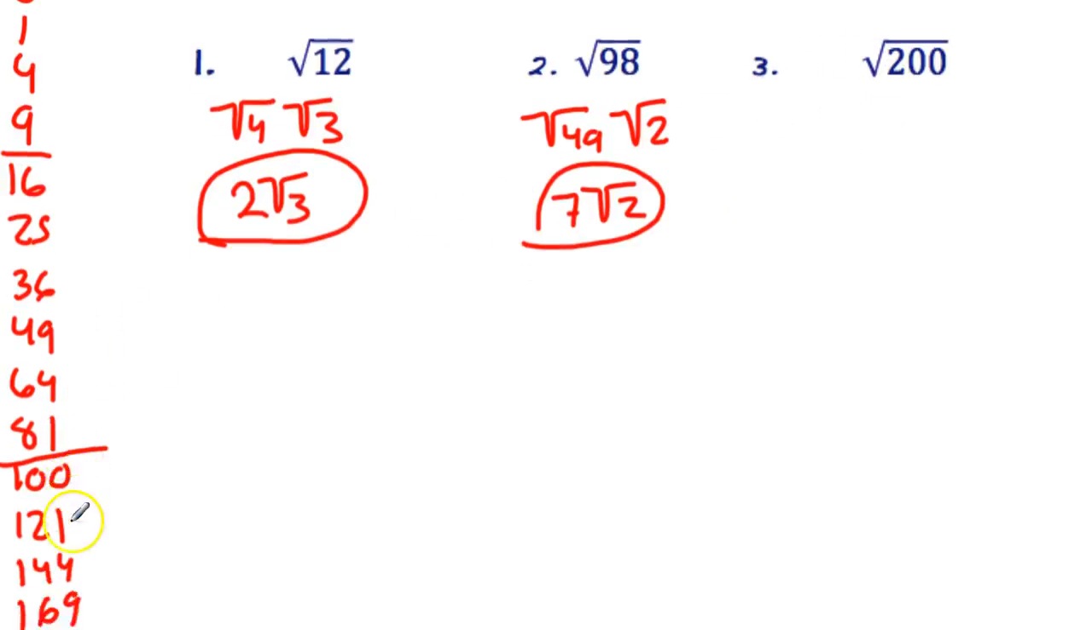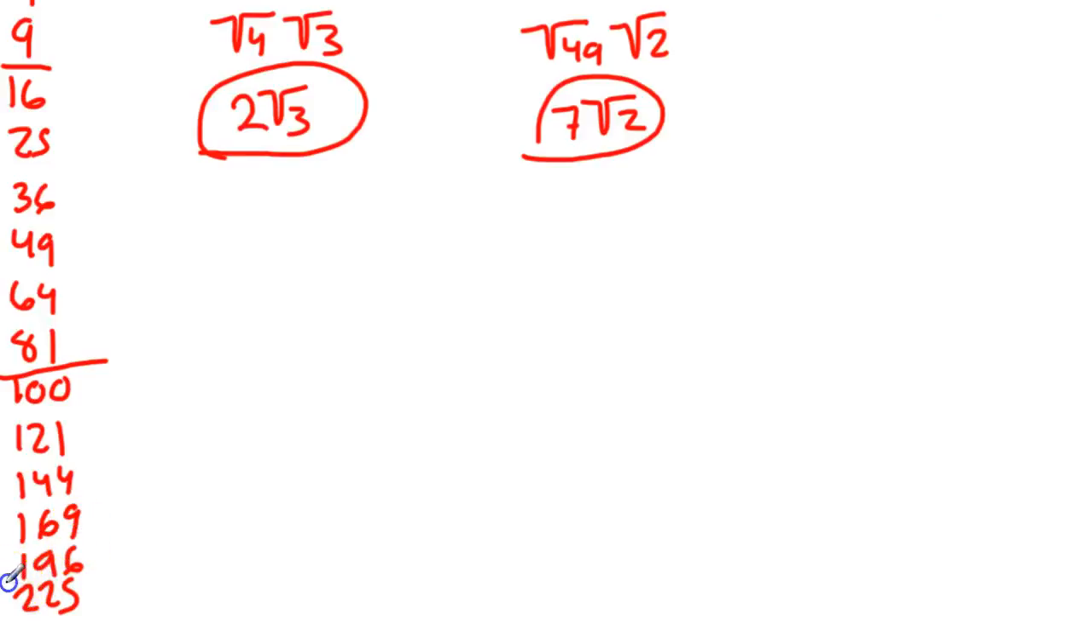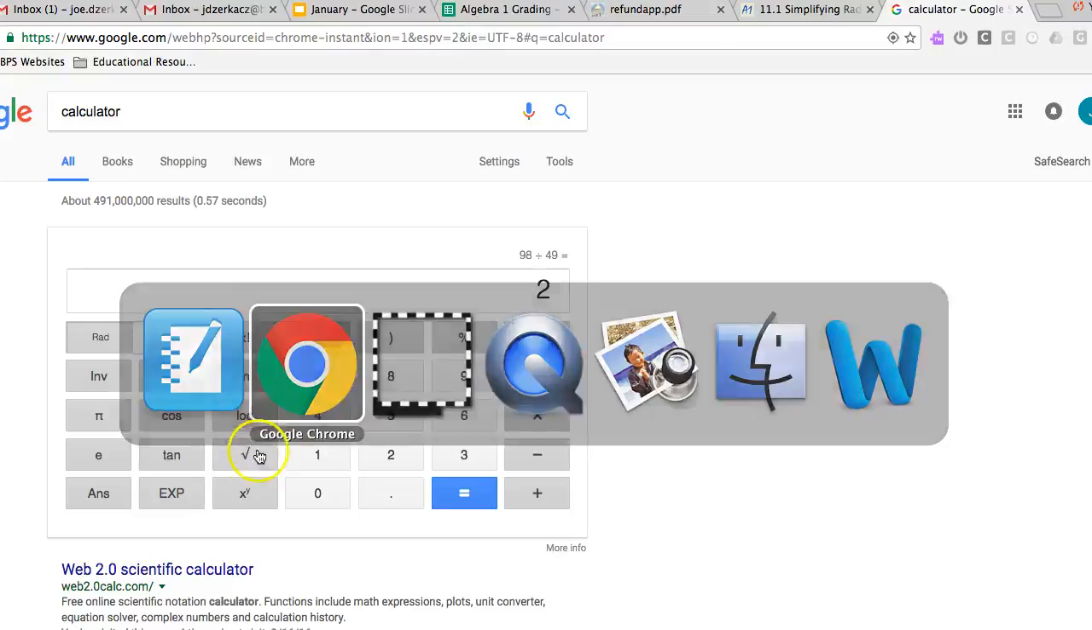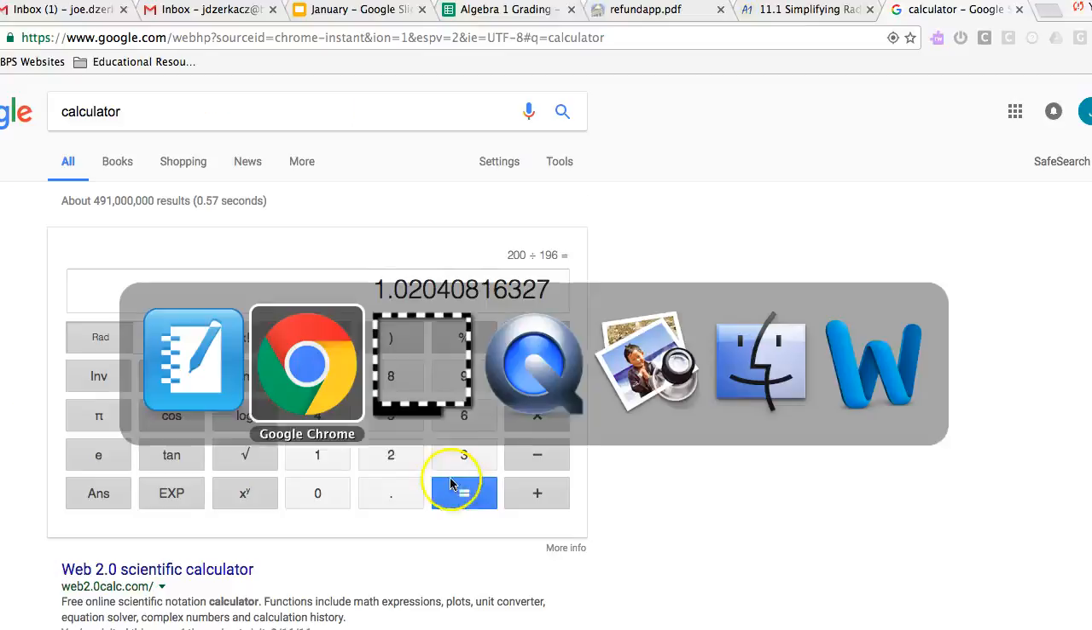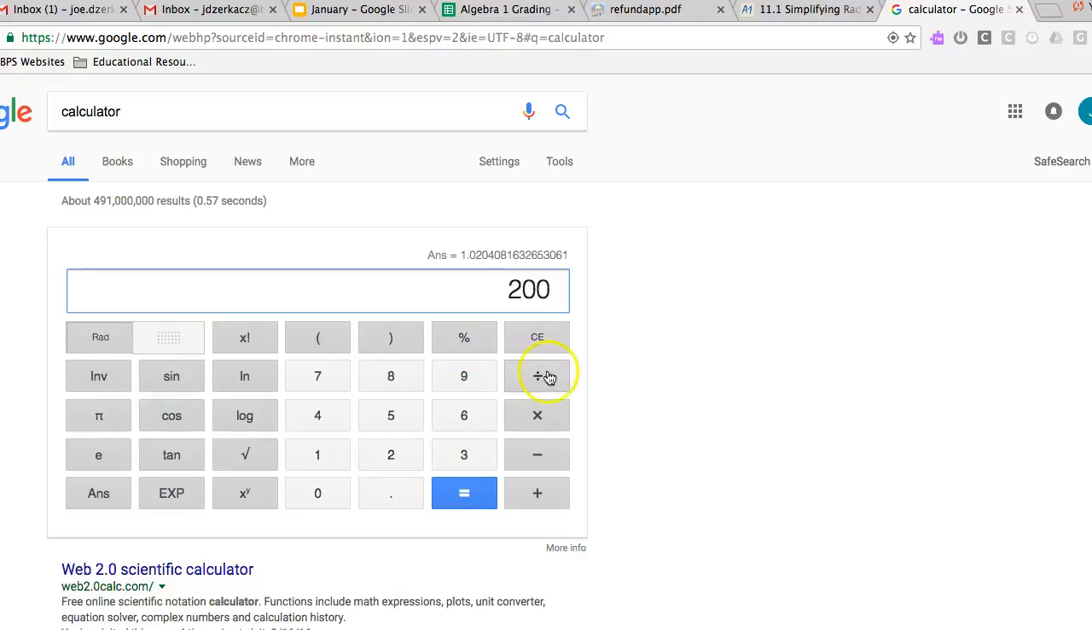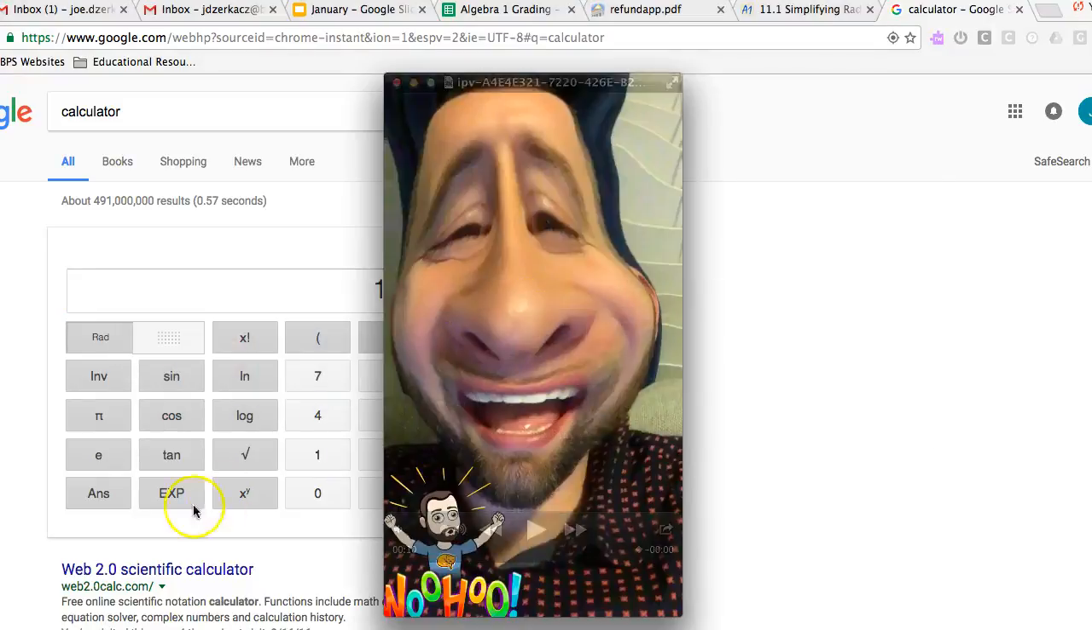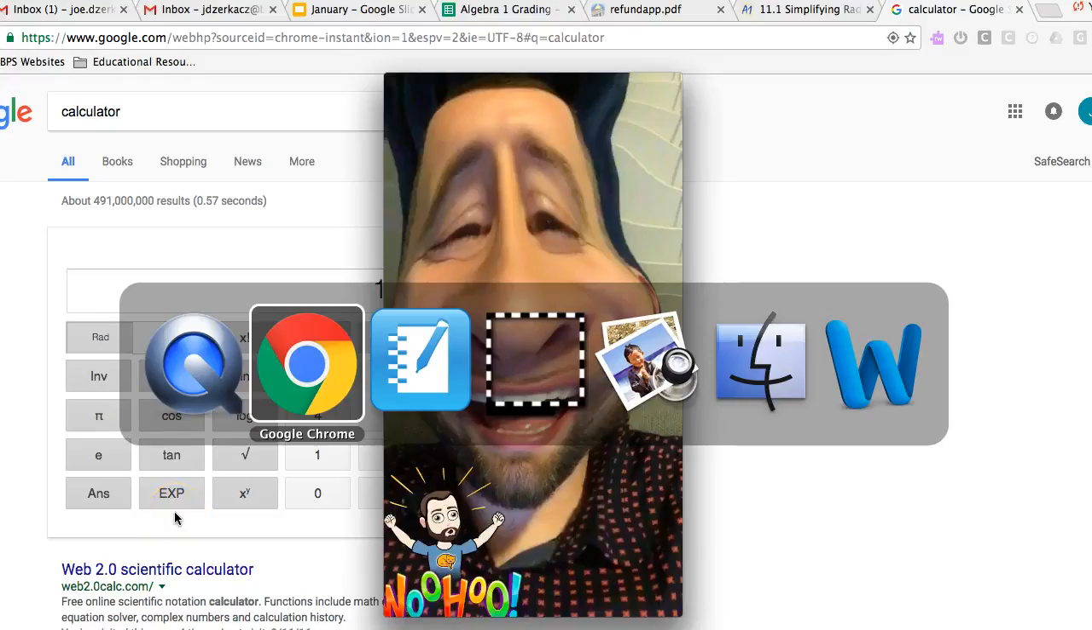Well, that's all the way down here. That's between 196 and 225. So let's do that with the calculator. See which one works. 200 divided by 196. Nope. 200 divided by 169. Nope. Okay. Ooh, look at that guy. He's back.